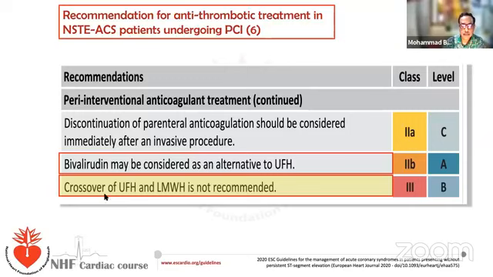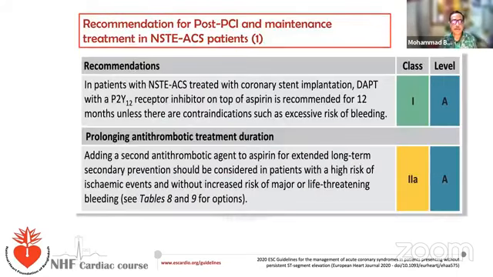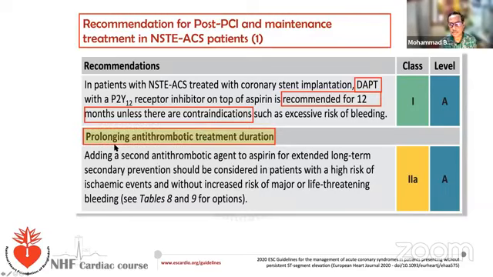This is a very new concept, a very controversial concept. I don't know whether this is going to change our daily practice. Now, we all know DAPT should be recommended and should be continued for about 12 months if there is no contraindication. But sometimes we need to prolong antithrombotic treatment beyond 12 months when the patient is at high risk of ischemic events without increased risk of life-threatening bleeding.